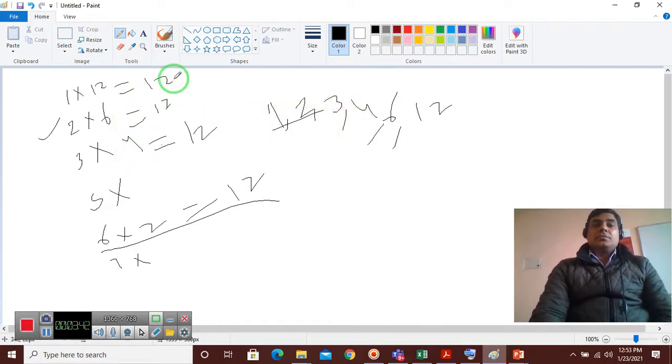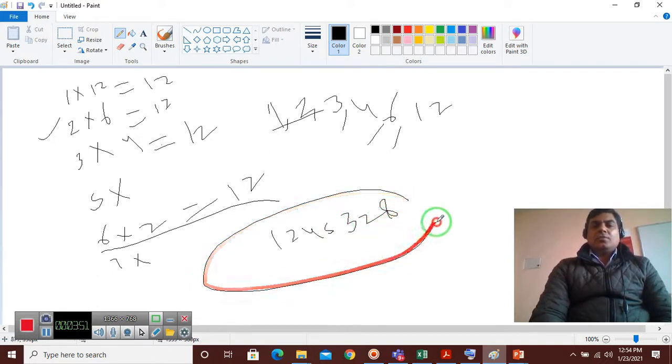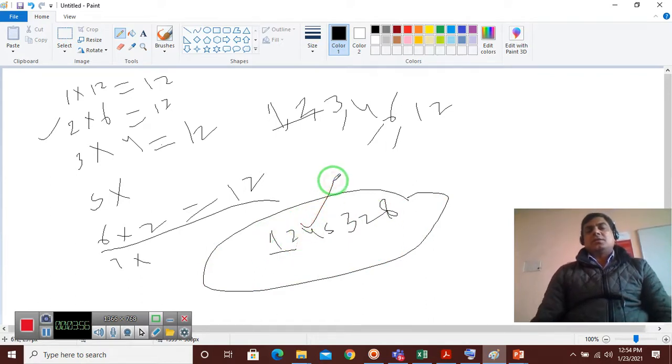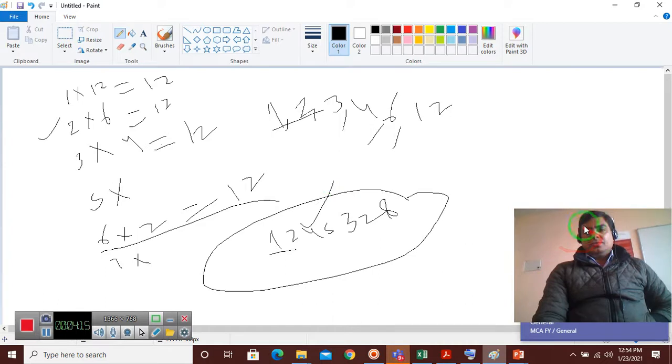If the number were something like 1, 2, 4, 5, 3, 2, 8, how could we find all the factors of this number? Now you have to think, there should be some method. If the number is small, we can find them by the ordinary method, but if the number is large, it will be difficult to find all the factors.